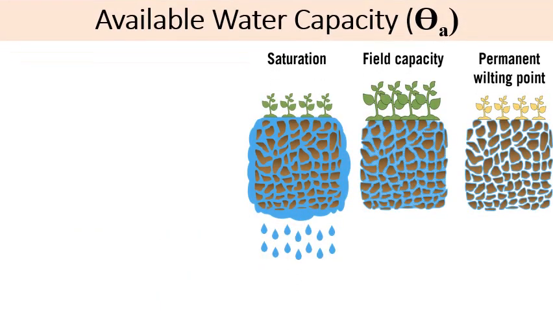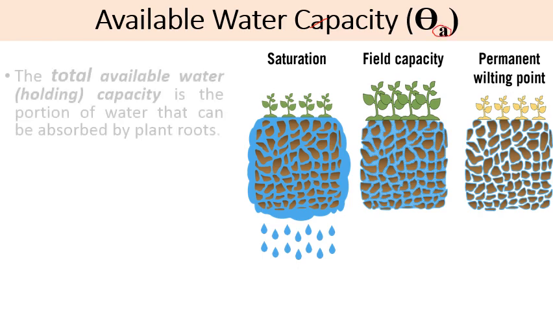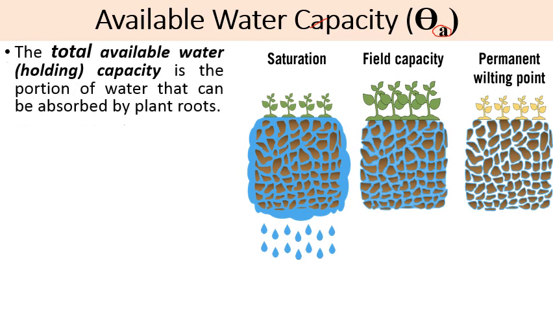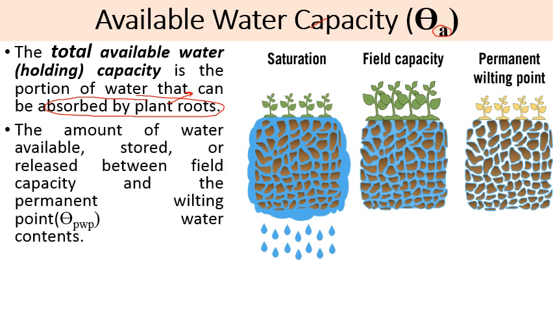Next is available water capacity. It is designated by theta A. So the total available water or water holding capacity is the portion of water that can be absorbed by plant roots. So वो पानी जो plant roots absorb करती है soil से, mathematically we can say this available water capacity is the amount between field capacity and permanent wilting point.